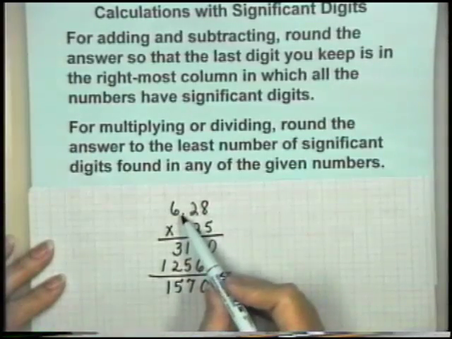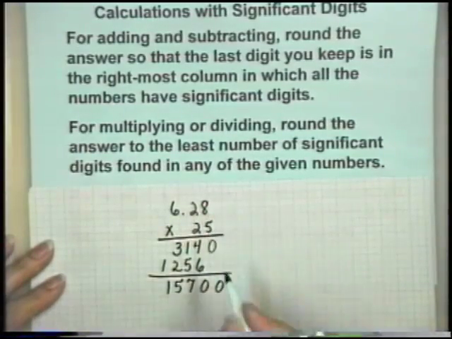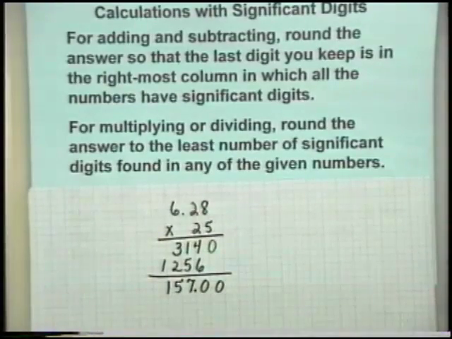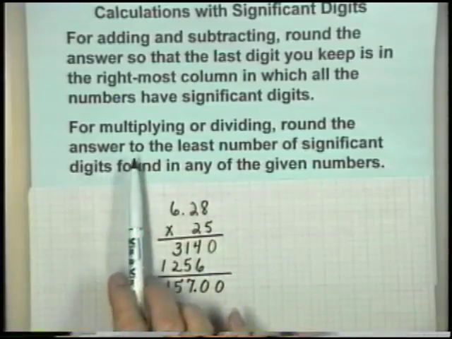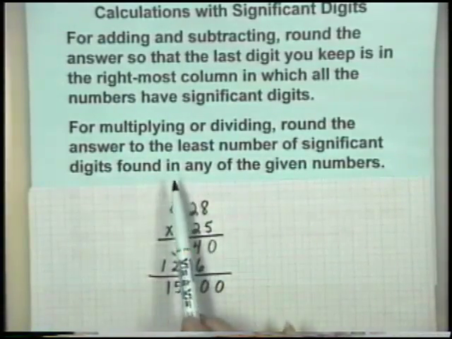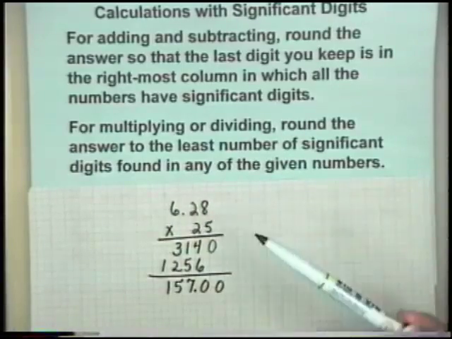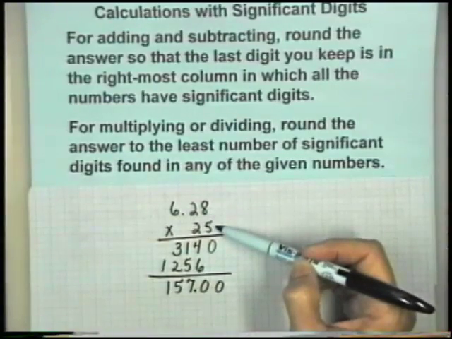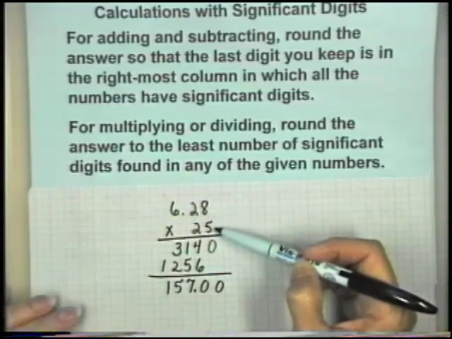And let's place our decimal 2 places, so we'll come over 2 places. And now notice what it says. It says round the answer to the least number of significant digits found in any of the given numbers. Well, how many significant digits does this have? It has 3, doesn't it? How about this? It has 2, doesn't it?